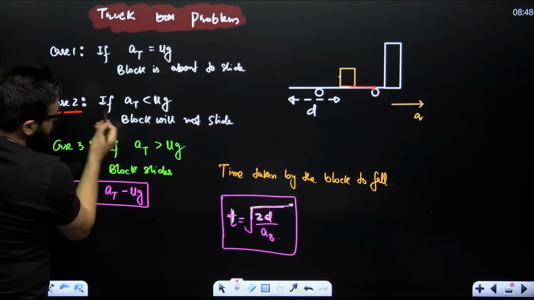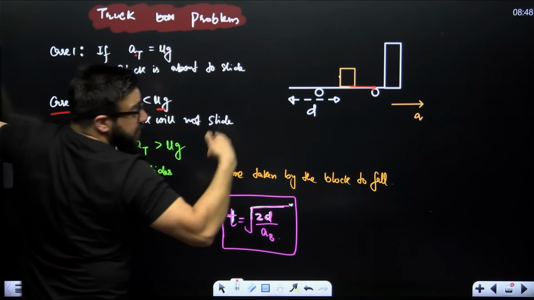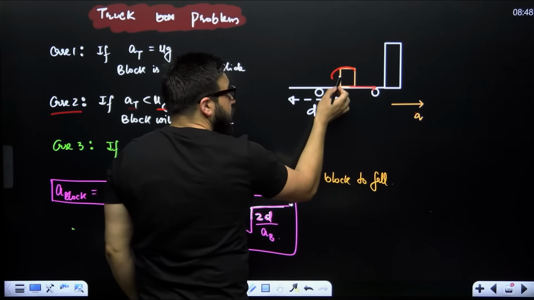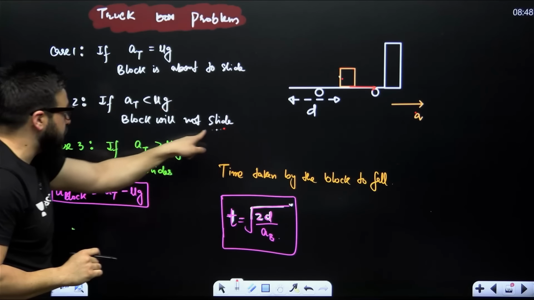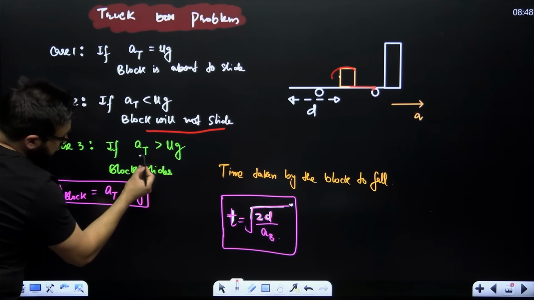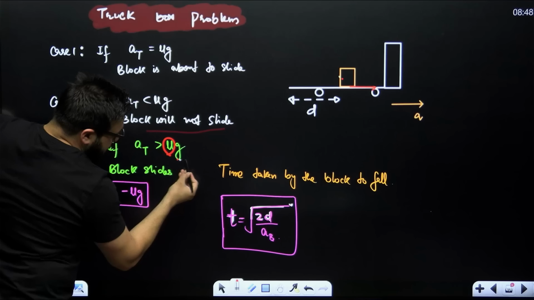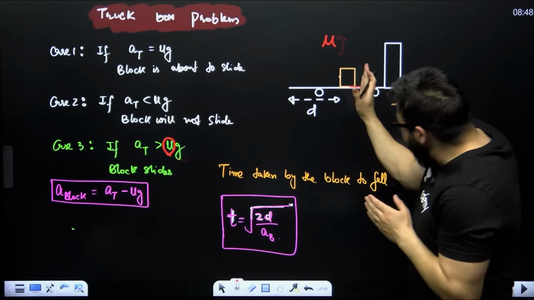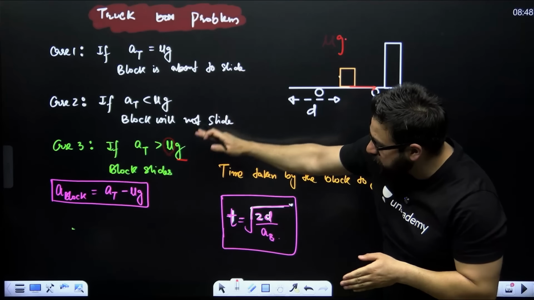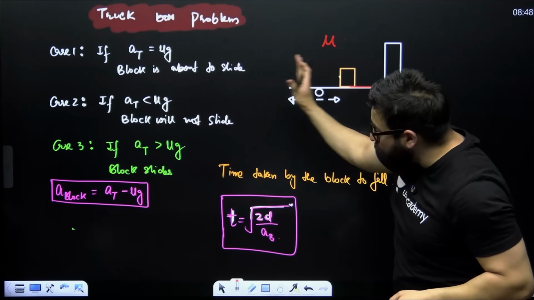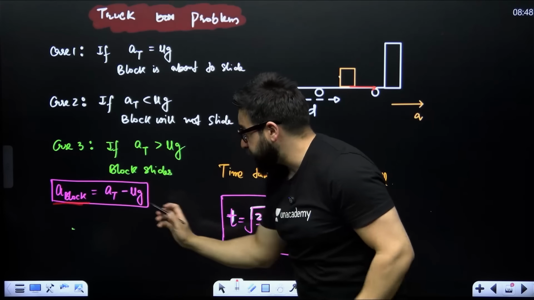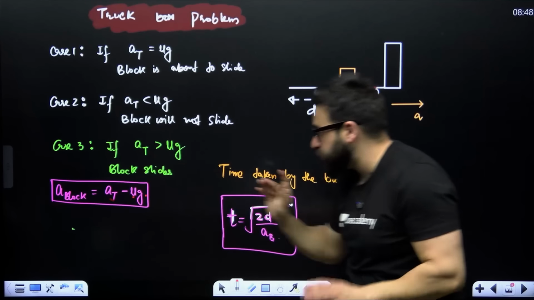Case 2: if the acceleration of the truck is less than mu g, the block will not slide. It will remain at rest. Case 3: if the acceleration of the truck is greater than mu into g, the coefficient of friction into g, then the block will slide. Please do remember these cases directly. If the block slides, what is its acceleration? That is the acceleration of the truck minus mu into g.